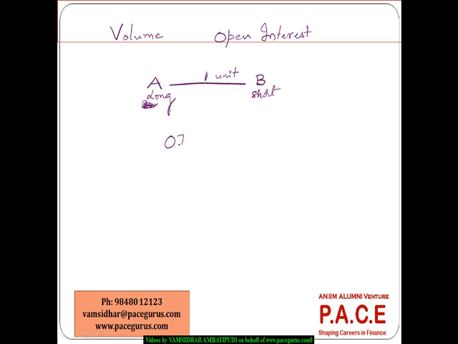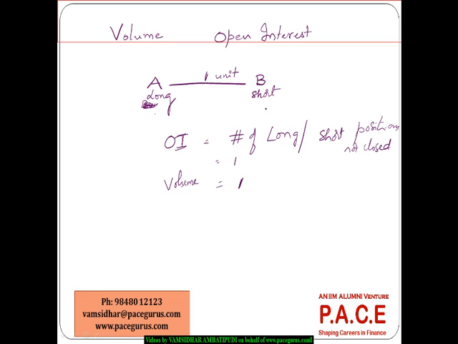Because A has got into a long position and for that B has got into a short position, the open interest is the number of long positions which are not yet closed, or the number of short positions that are not yet closed. So here there is one long position and one short position that is not closed. In this case open interest is going to be 1. And because there is one transaction that has happened, the volume is also going to be 1, because we are talking about one long and one short transaction that has typically occurred.